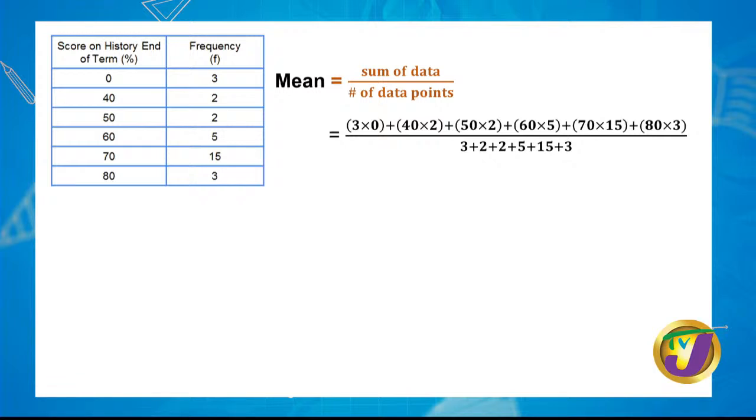From the table, we can see there are 3 students who got 0. 2 of them got 40, so that's 80. 2 of them also got 50, and so on. So we're multiplying the frequency by the score, and that will give you the subtotal for each group of students.